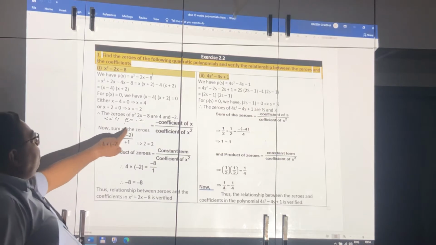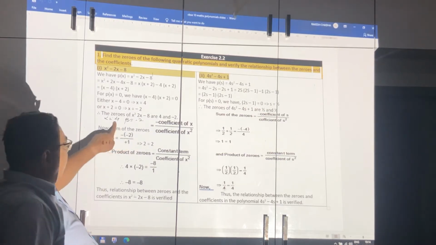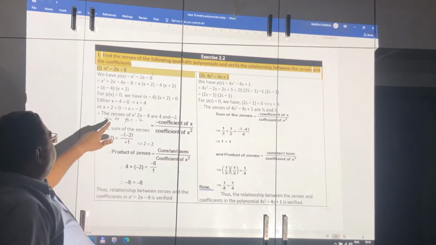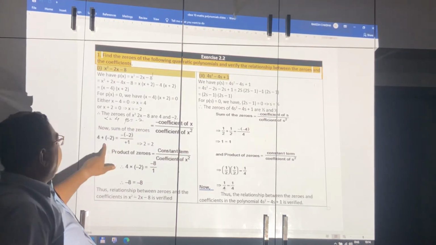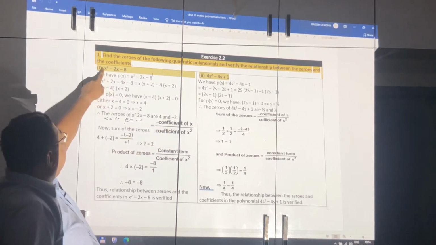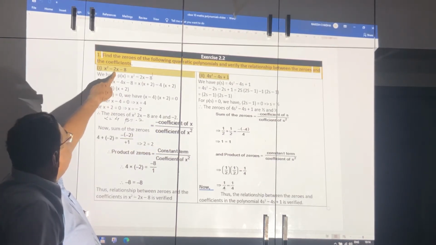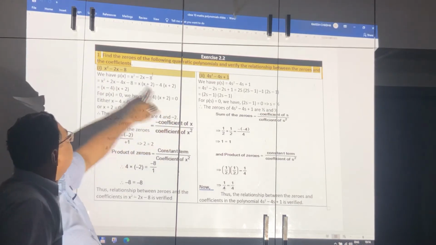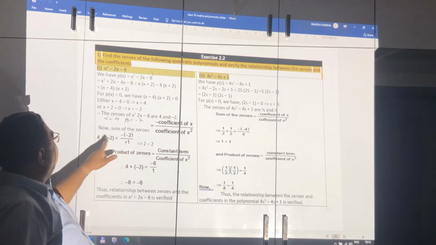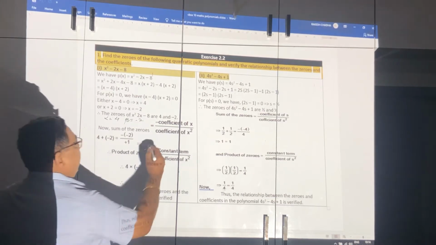Now, we know sum of the zeros. Sum of these is coefficient of x upon x square. So, 4 plus minus 2 should be equal to, from the equation, 1 and 2 and 1, x ka coefficient upon, and remember the minus sign. So, I get 2 is equal to 2. So, very fine.